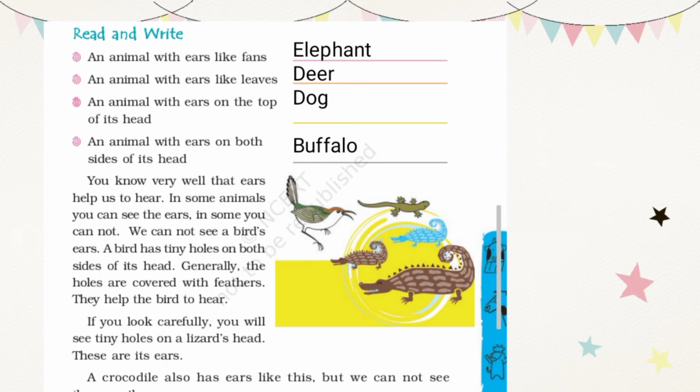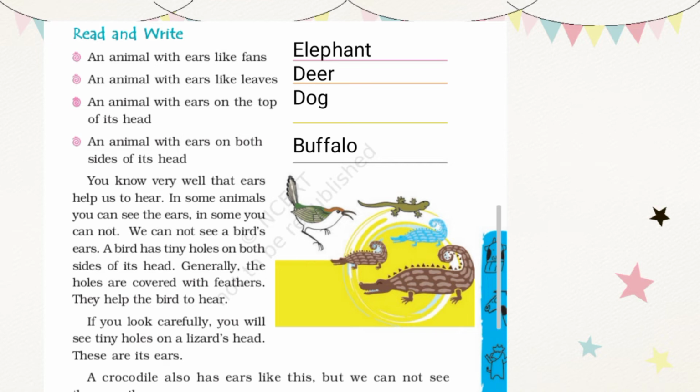You know very well that ears help us to hear. In some animals you can see the ears, in some you cannot. We cannot see a bird's ears. A bird has tiny holes on both sides of its head. Generally the holes are covered with feathers. They help the bird to hear.